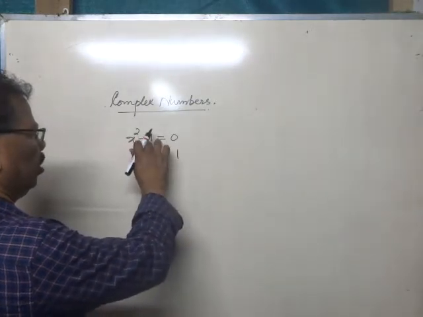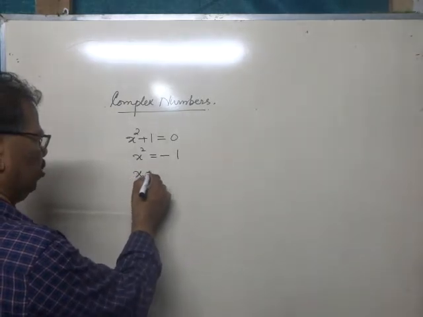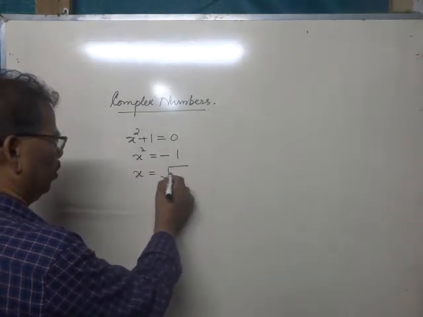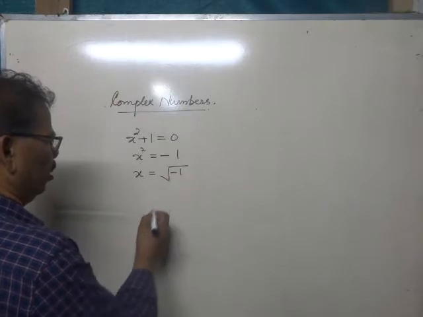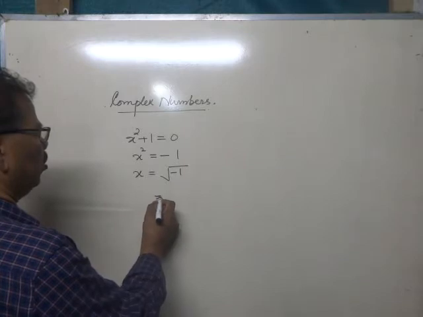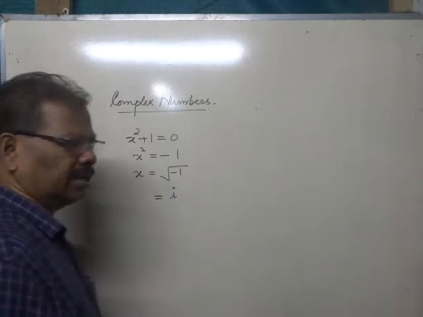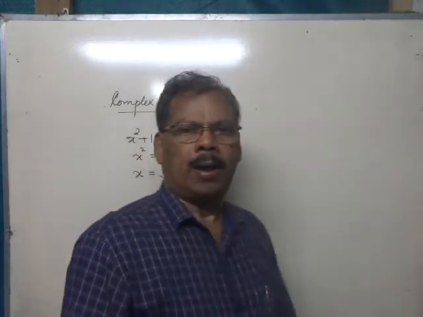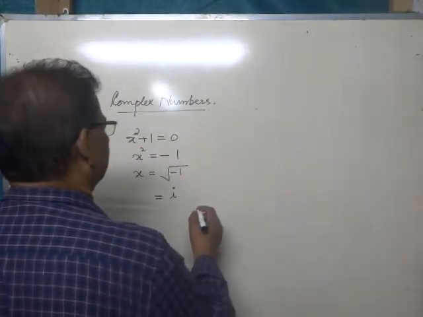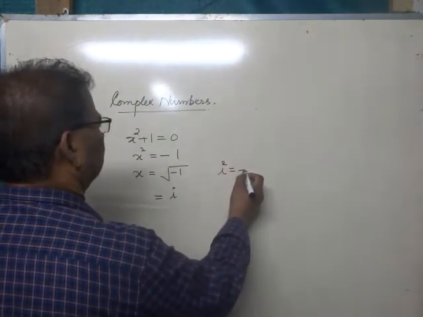See, x square is equal to negative 1. Shifting the positive 1 to the right, we get x square equals negative 1. And x must be the square root of negative 1. And the square root of negative 1 is accepted to be i. That is, i square equals negative 1.